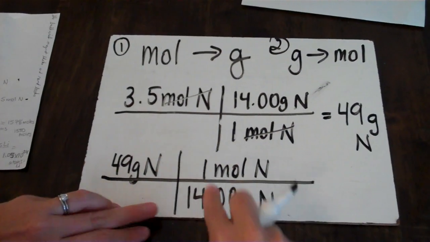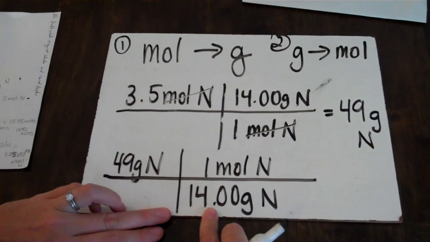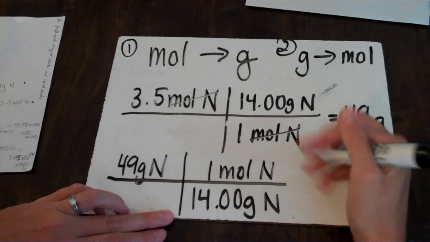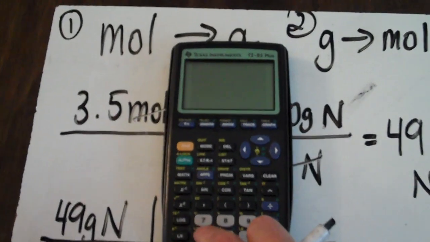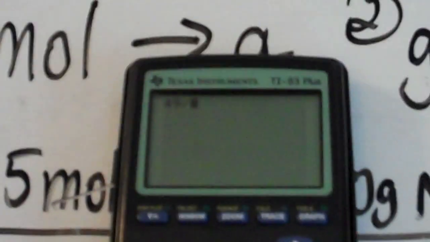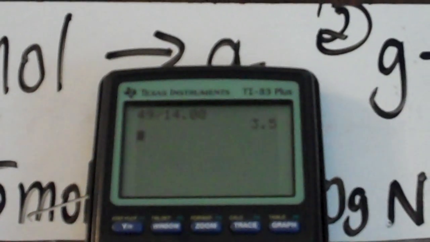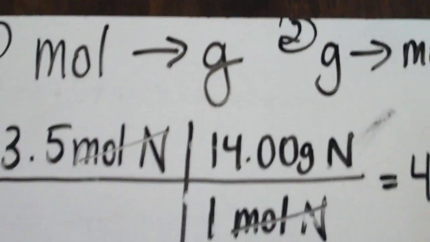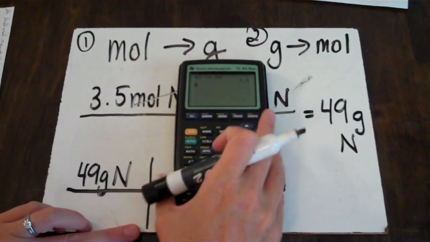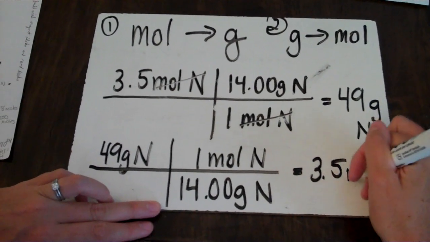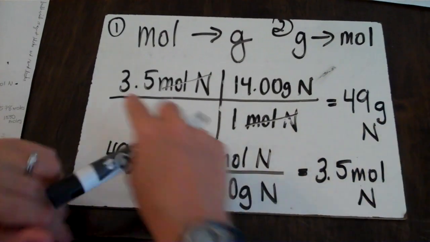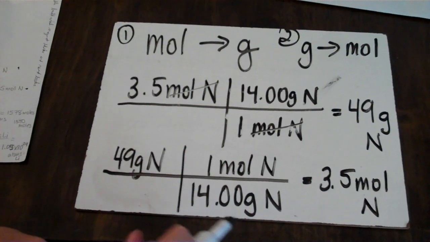And now, instead of multiplying by this 14, we're going to divide. Pull back my trusty calculator. 49 divided by 14, and you can add the zeros if you want. We get, excuse me if you can't see that, 3.5 moles of nitrogen. And that shouldn't surprise you, because that's what we started with. We basically did a backwards and forwards.